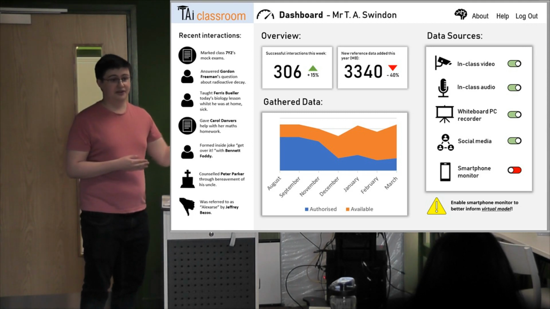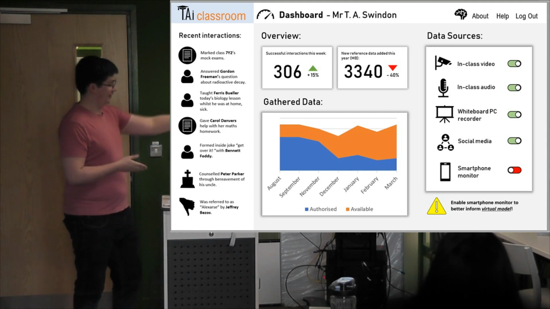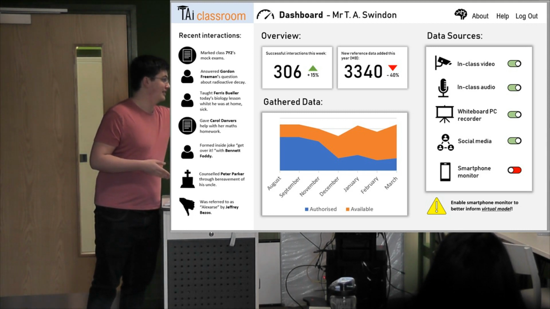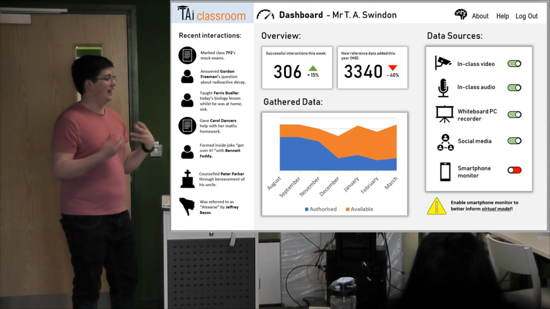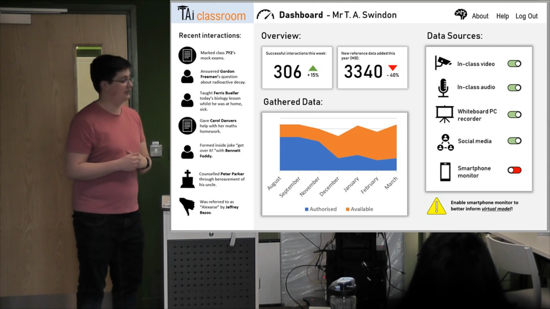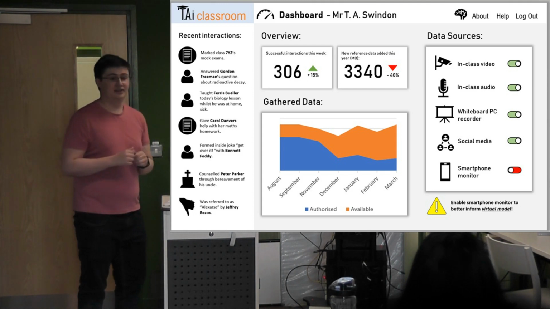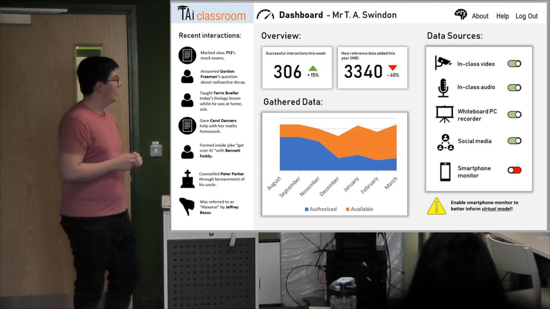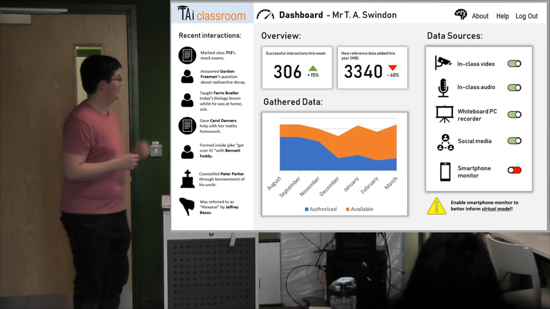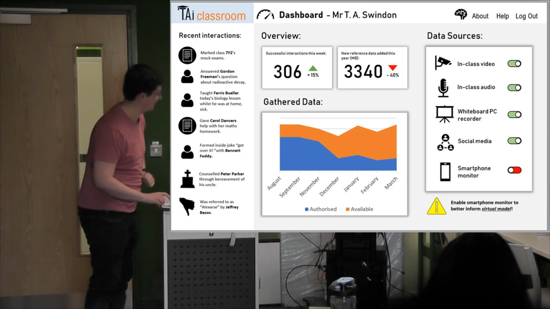I've disabled the smartphone monitor. The reason for this, as you can see on the graph, it was in December when I went through a particularly difficult divorce and said some things that I didn't want my AI duplicate to repeat to students. Unfortunately it did at one point, but I turned it off and I haven't put it back on since.